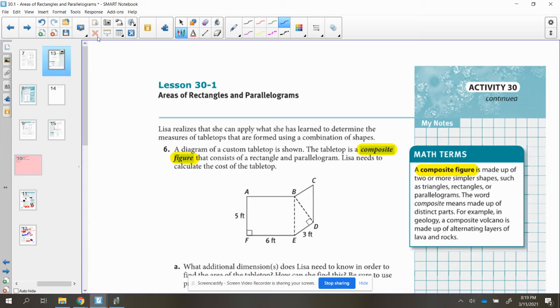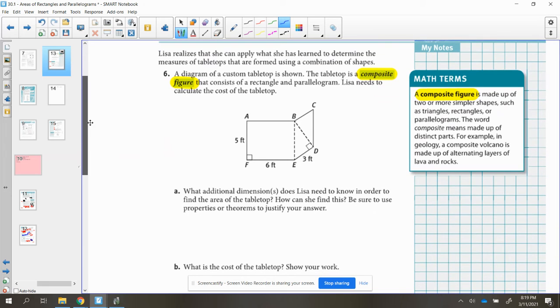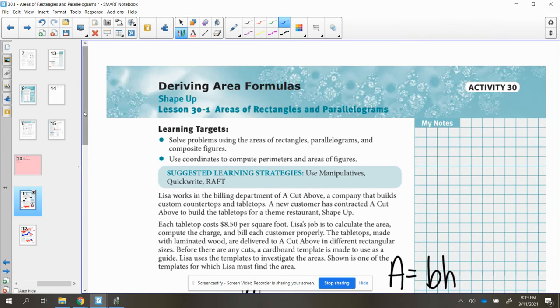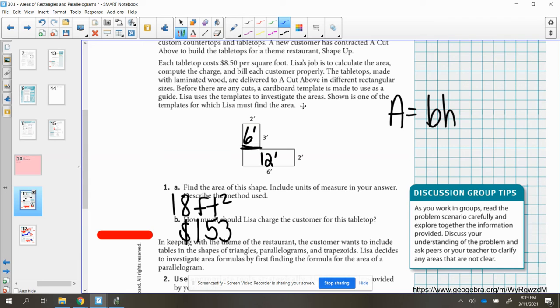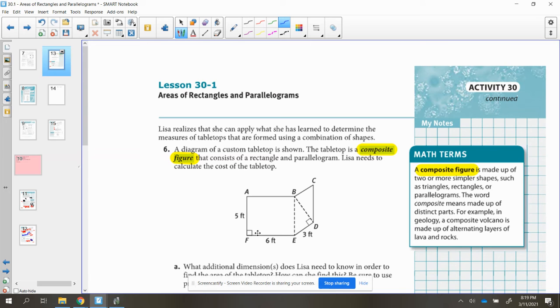Now, the next piece of this then is using a composite figure in order to find the area. We kind of already talked about this with the first example in the notes. This was a composite figure because it was composed of 2 different rectangles. This time we have a composite figure of a rectangle and a parallelogram.